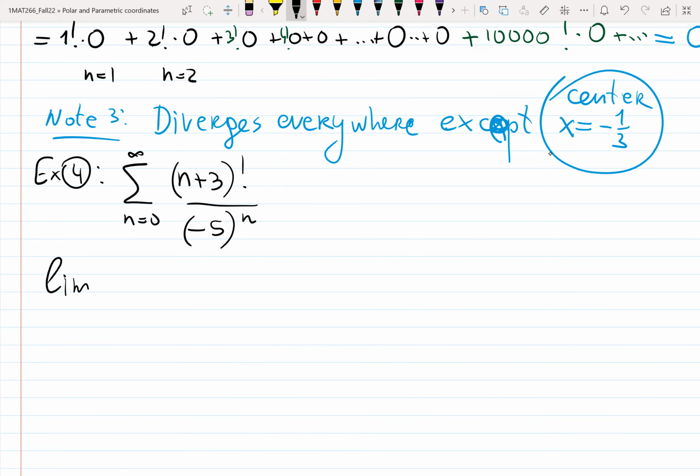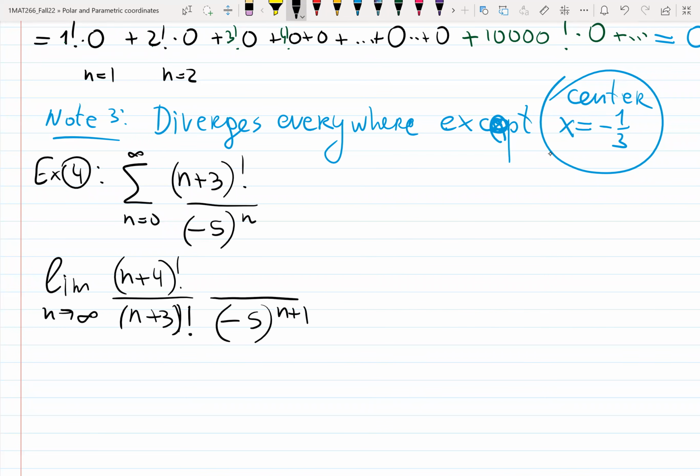Limit, n goes to infinity, of (n plus 4 plus 1 plus 3)! divided by (n plus 3)!. Do you see how I'm kind of speeding up the process? Don't forget parentheses. That's important. Divided by (-5)^(n+1), but multiplied by the absolute value of (-5)^n. Do you see what I mean?